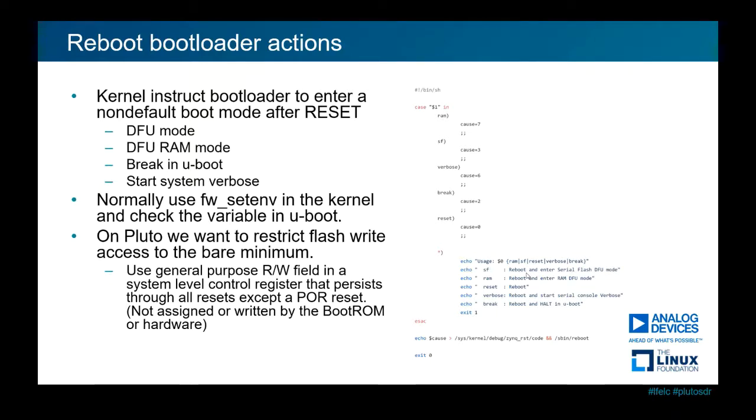But like I said, we want to restrict all kind of flash write access to the bare minimum. So we take a detour here. Instead of using the environment as the messaging variable, we use a general purpose read write field in the system level control register that preserves through all the different types of resets, except power on reset. Power on means really take the power away and reapply it. But it's still there if the reset is caused by a software reset or a watchdog reset or something else.